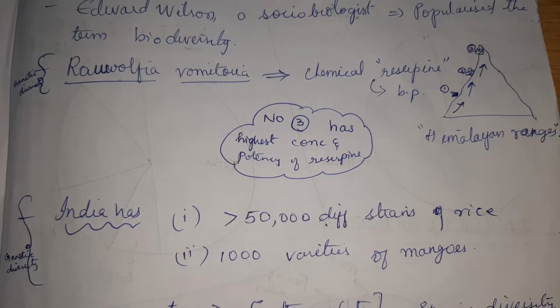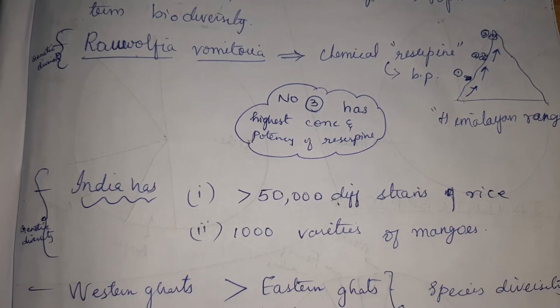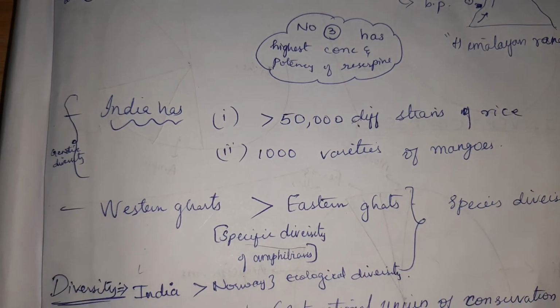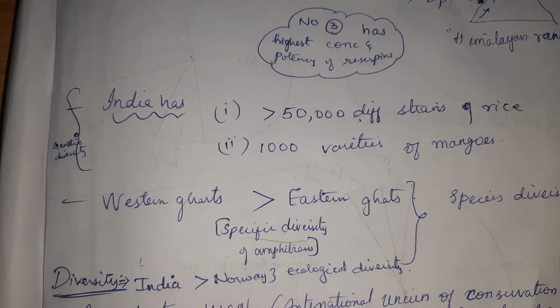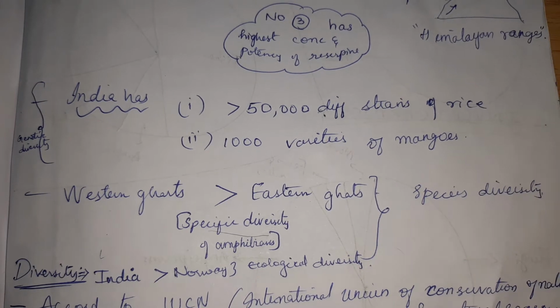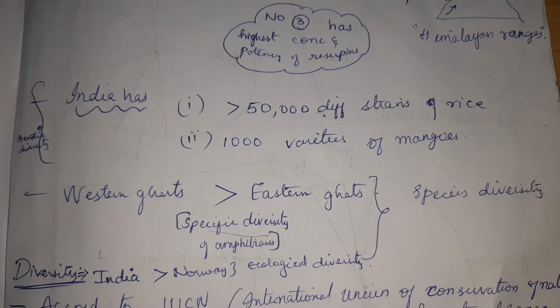Other examples given are that we have more than 50,000 different strains of rice and 1,000 varieties of mangoes in India alone. This is also genetic diversity. Then coming to another term, which is species diversity. The species diversity of amphibians in the Western Ghats is more than in the Eastern Ghats.